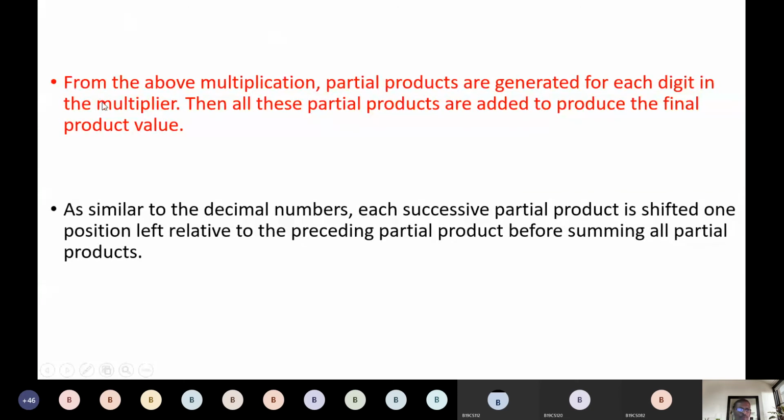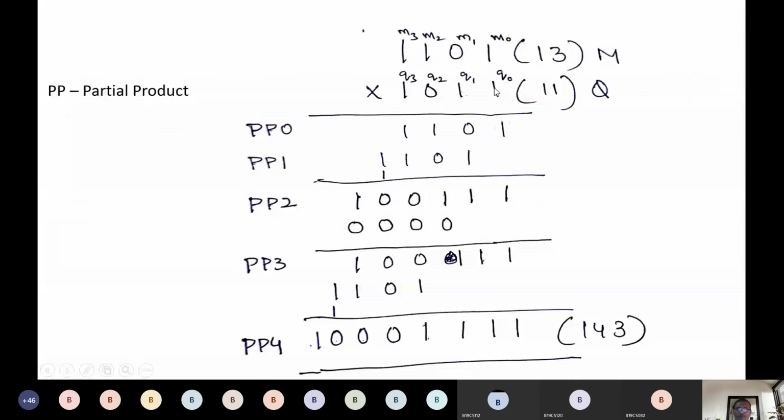Here, the same thing: from the above multiplication, partial products are generated for each digit of the multiplier. So for each digit, we are getting a partial product. You can say 1 into 1, and each one we call a partial product, each bit. So 1 into 0, we get this partial product. 1 into 1, another partial product, 1 into 1, partial product. This partial product will be given as an input to the next addition. The entire result, this is the partial product. This is given as an input and it is added with this product.